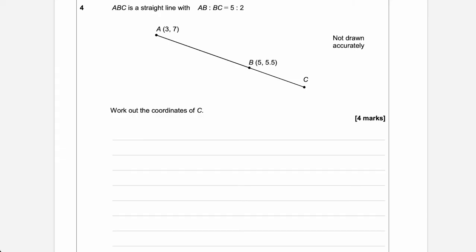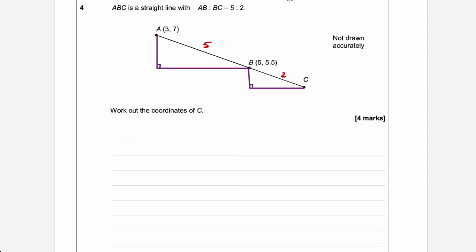Question 4. ABC is a straight line with AB to BC is 5 to 2. Okay, so that means, guys, AB to BC is 5 to 2. Now, I like to, guys, draw some triangles here. So if I go from here to here, that is... Okay, and hang on, let me draw another one from here to here to here. Okay, let's just assume that's a straight line, guys.